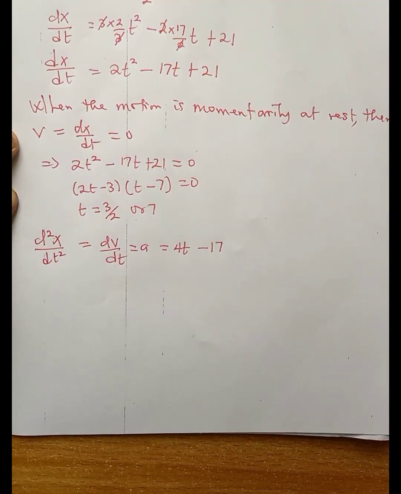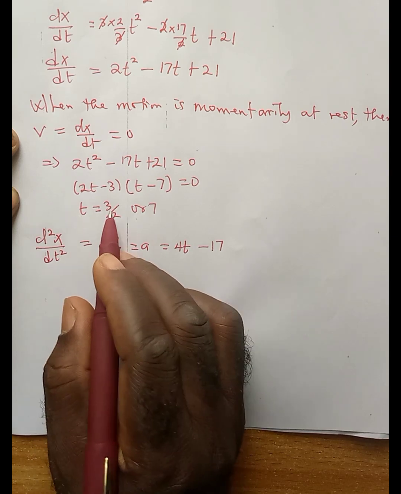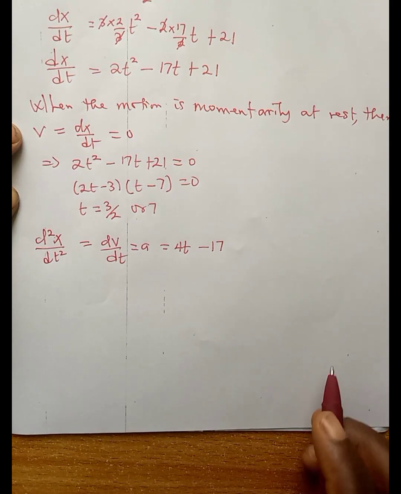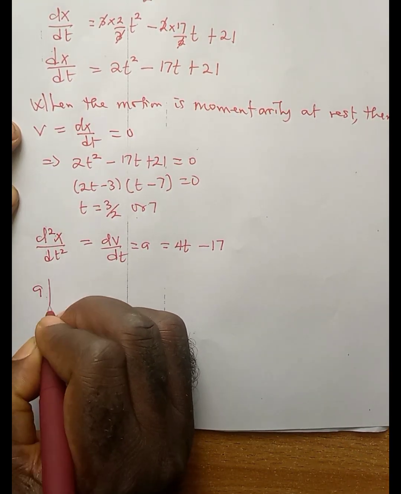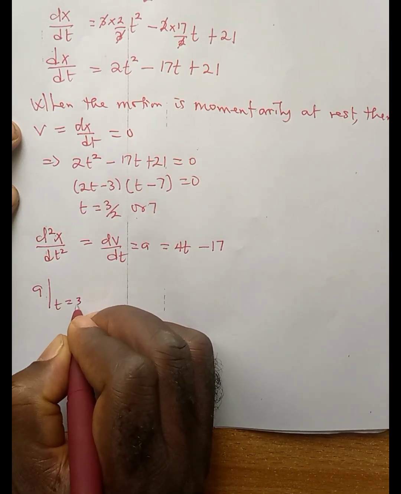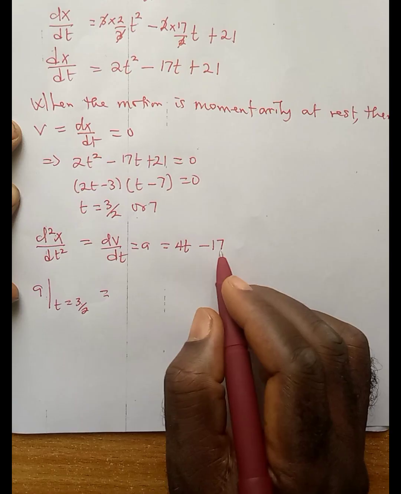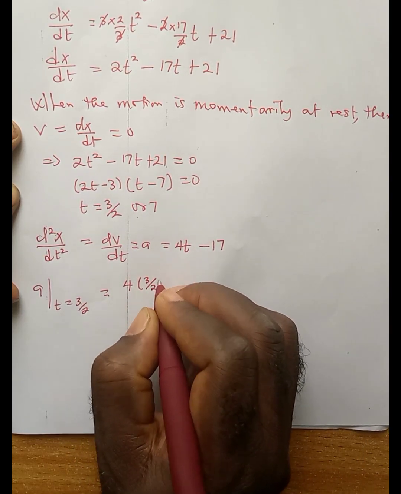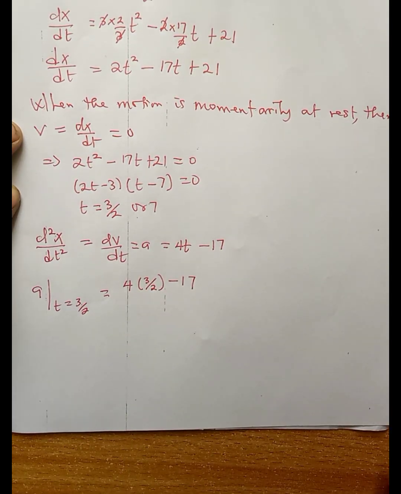The particle is momentarily at rest at 2 different times. That is, when the time is 3 over 2 and when the time is 7. So we are going to find the acceleration at these 2 different times. That is, we find the acceleration when the time is equal to 3 over 2. Then we substitute t to be 3 over 2 into this acceleration function. This will be equal to 4 into 3 over 2 minus 17.